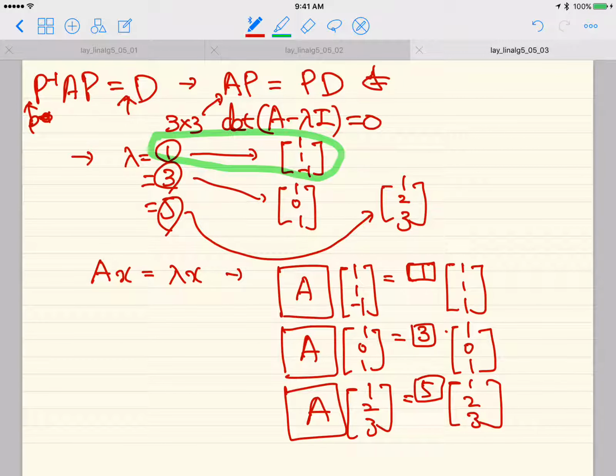Okay, so now let me tell you how we can aggregate them into one single equation.